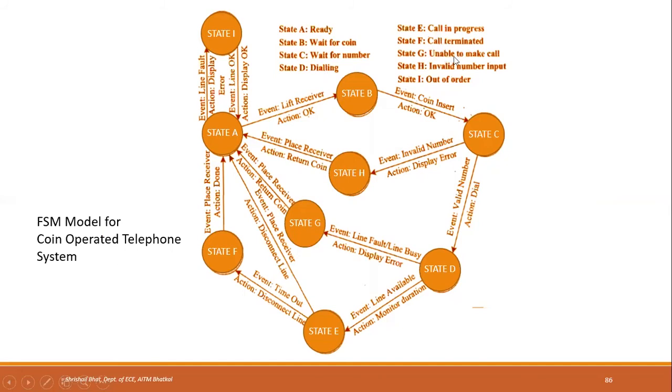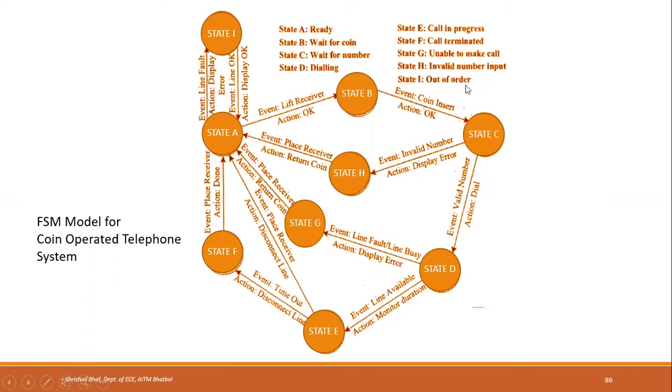Then state G is unable to make a call. If at all some error is there, that is the line is faulty or the line is busy, then it's unable to make a call. Then state H is invalid number input. If you have entered a wrong number which is not valid, then that is another state. Then state I is the out of order state.